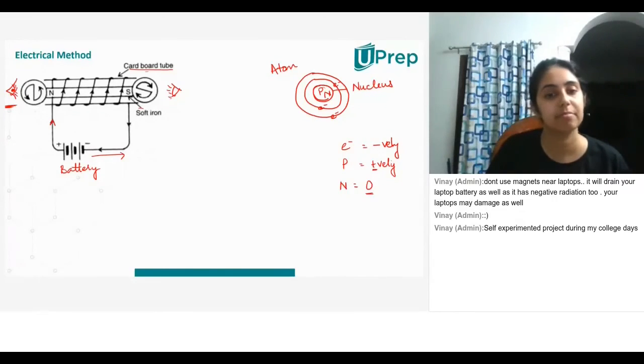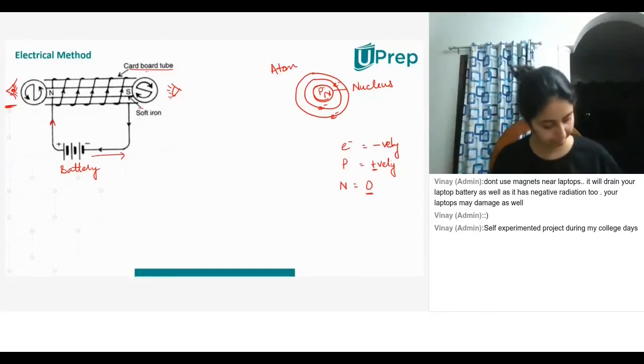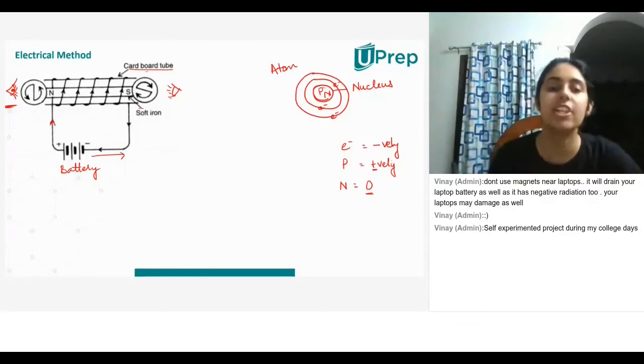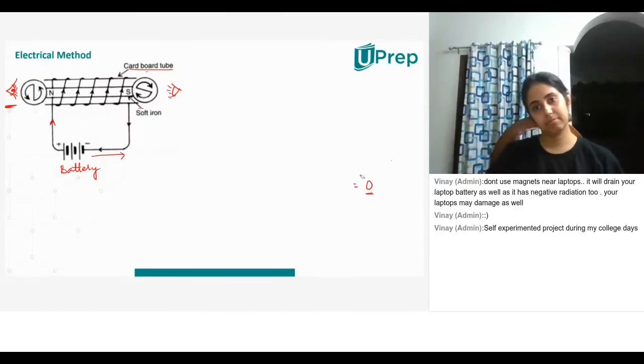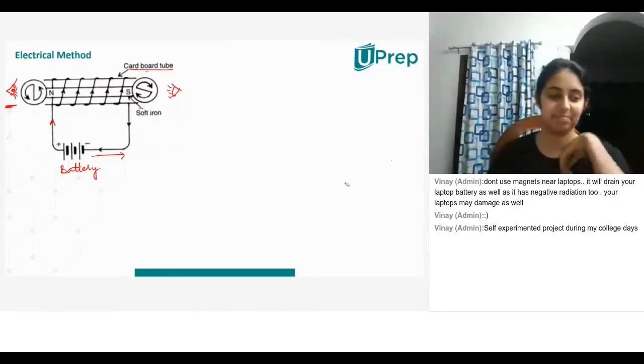Ma'am, what exactly is clockwise and anti-clockwise? Yashika has asked what is actually clockwise and anti-clockwise. Okay, good question. So, Yashika, in which direction do the hands of the clock move? Ma'am, the direction in which the clock moves is called clockwise, right?